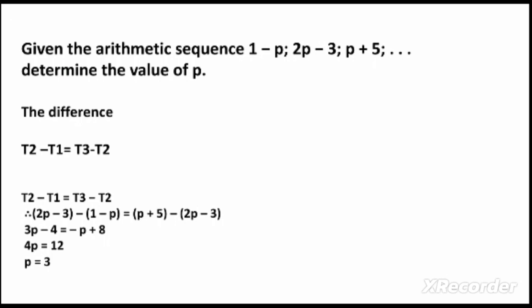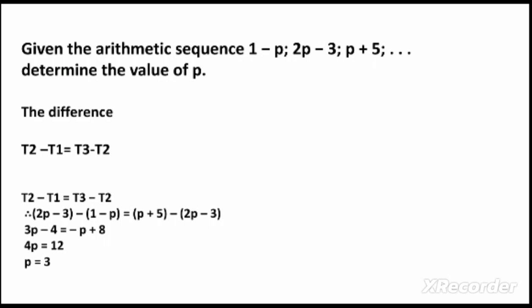How do you find it? Remember that formula that I said, it will help you. Now this is where you use the formula. T2 minus T1 is equal to T3 minus T2. You substitute T2, that is (2p minus 3), minus T1, (1 minus p), is equal to T3, (p plus 5), minus the T2, (2p minus 3).